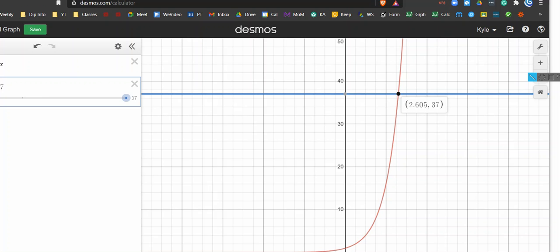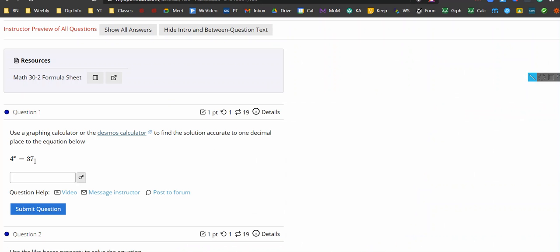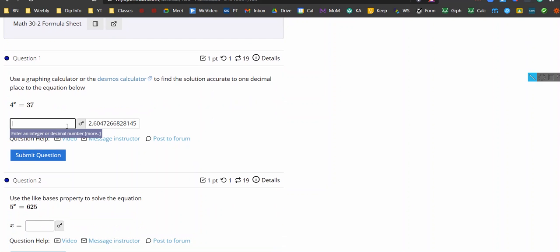But let's go back to our question. And so the answer was 2.6, and this one has all the numbers right. So accurate to at least one decimal place. So make sure, this one doesn't actually say that, but it tells you here, make sure you're actually doing what it says in the question there, right? Sometimes it'll actually say in the question, accurate to one decimal place or something like that.